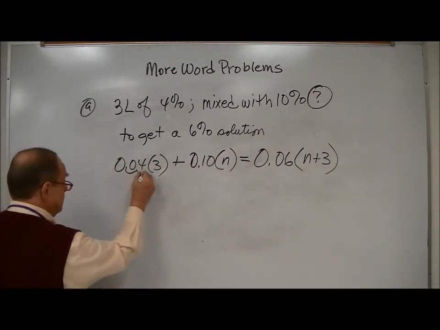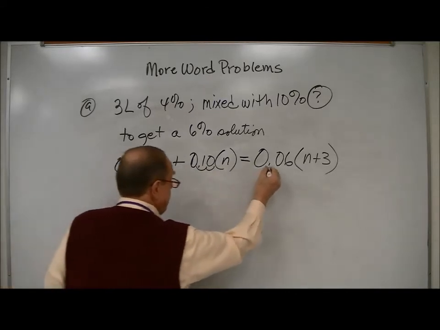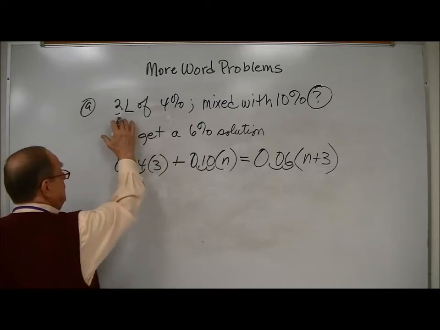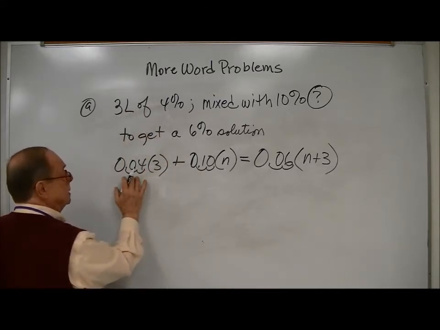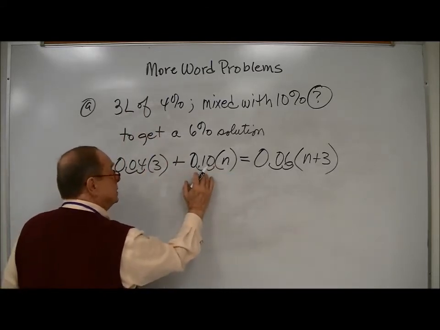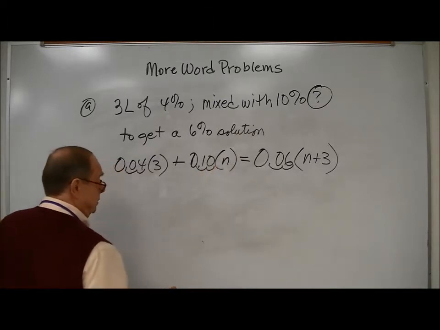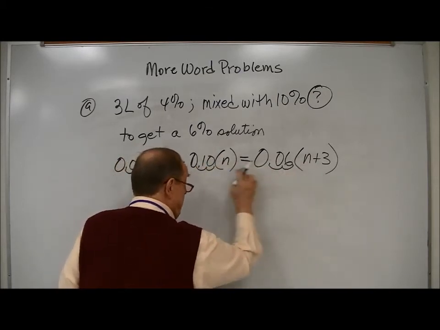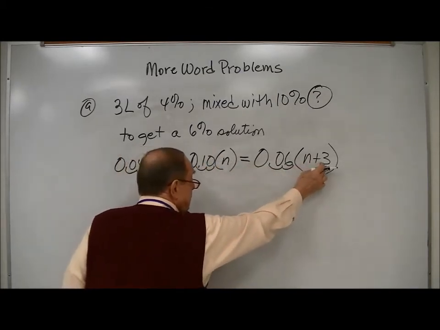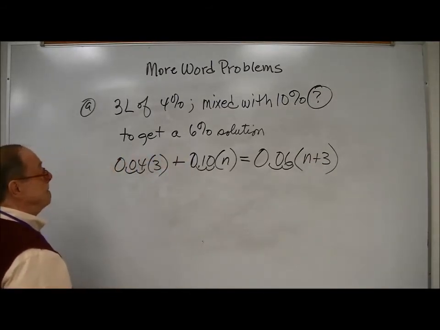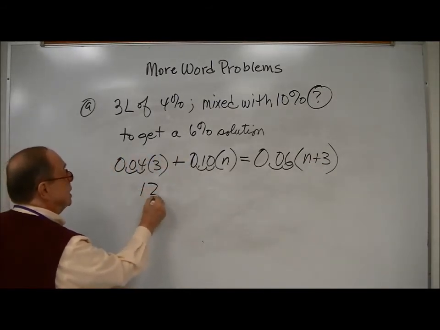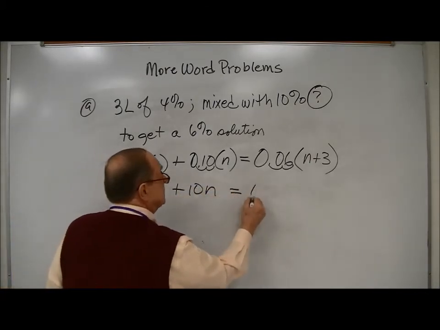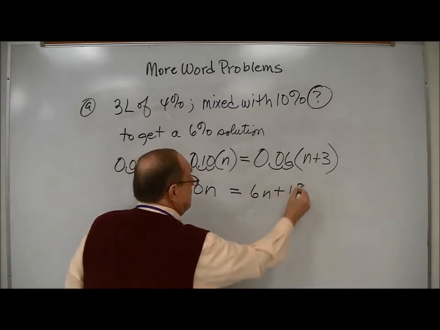Again, get rid of your decimals. And once again, we know we have 3 liters of 4%. We don't know how much of 10%. We have our unknown. And we're going to end up with a 6%, something in the middle, of the n, the unknown amount of 10, and the known amount of 3. So this is 12 plus 10n equals 6n plus 18.